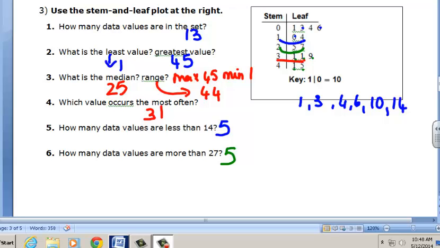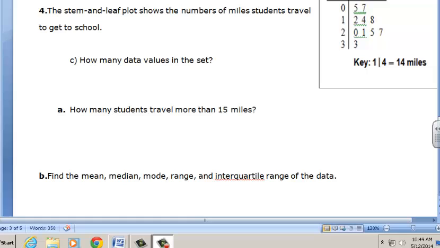All right, let's move on. Okay, let's take a look at this. It says numbers of miles students travel to get to school. We have the stem and leaf. Again, ignore these lines that are in the numbers. They're just there. I couldn't help it. Now if you look in your papers, C is later, but I've sort of changed it here because it just feels like this is the right order.